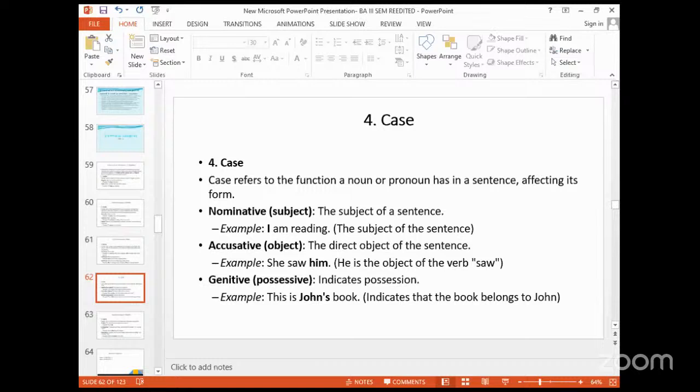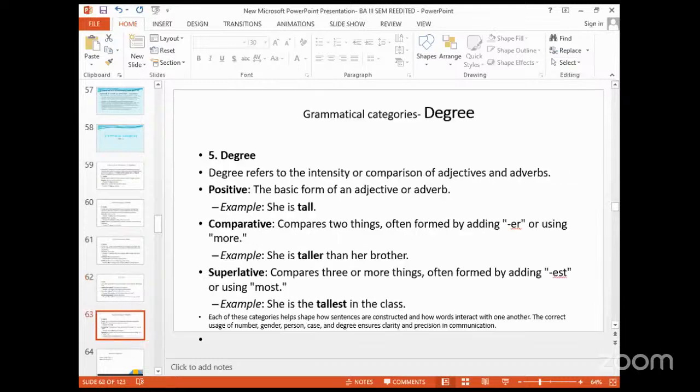For example, a nominative, the subject of a sentence. Right? I am reading, the subject of the sentence. The accusative, the direct object of the sentence. That is, she saw him. He is the object of the verb saw. So whom did she see? He is the object over there. Now, coming to the genitive, which is possessive, indicates possession. Right? This is John's book. That indicates that the book belongs to John.